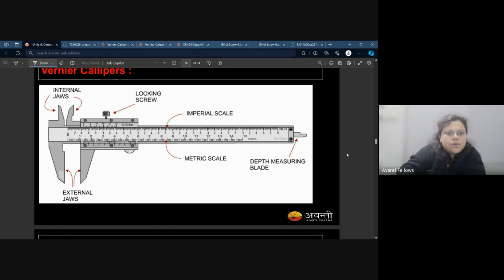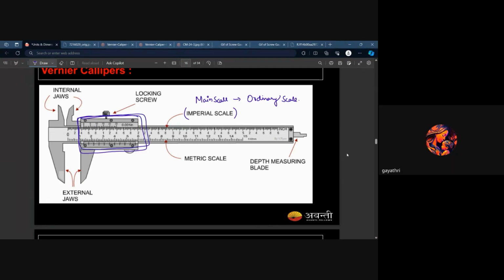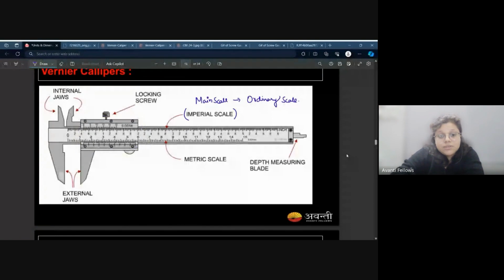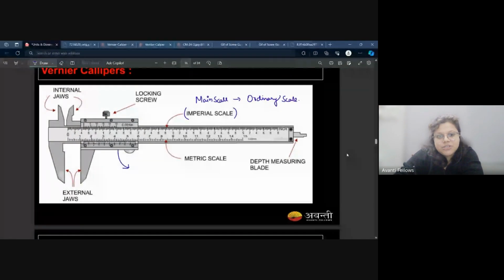As you can see over here, I have an imperial scale, which is also known as the main scale. This main scale is nothing but your ordinary scale. Then you have this thing. Are you able to see it? Yes, ma'am. Okay. So this is the special scale, and it is known as the vernier scale.